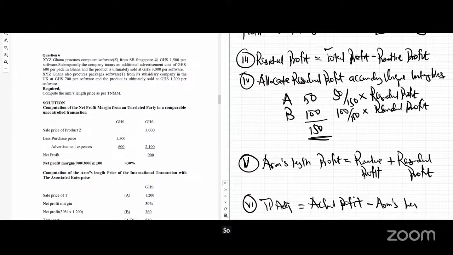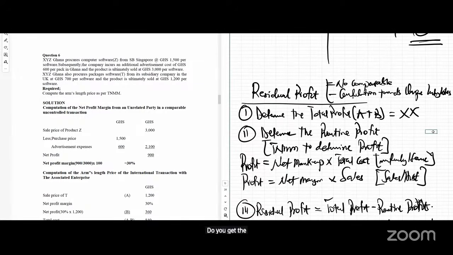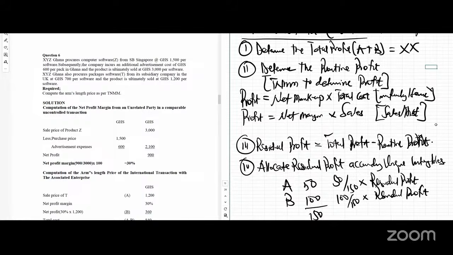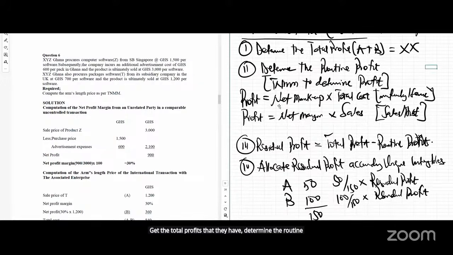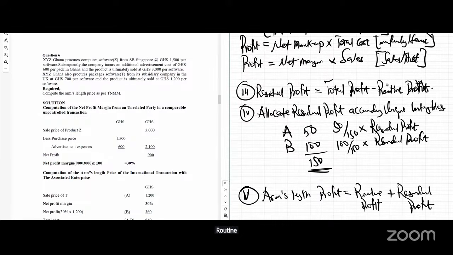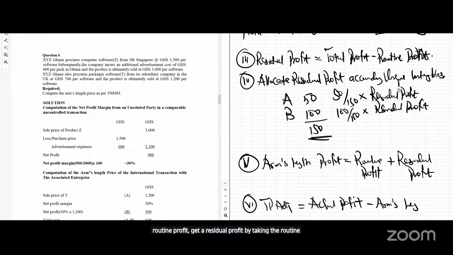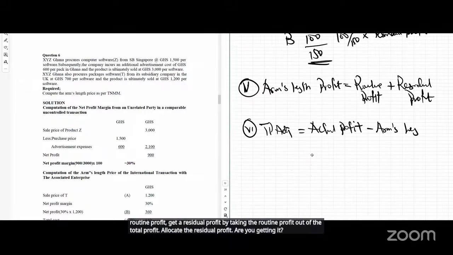Can we take a question so that we close? Do you get the steps? So these are the steps. First, get the total profits that they have, determine the routine profit, and you can use TNMM to determine the routine profit. Get the residual profit by taking the routine profit out of the total profit. Allocate the residual profit. Then get the arm's length profit and compare it to the actual profit.